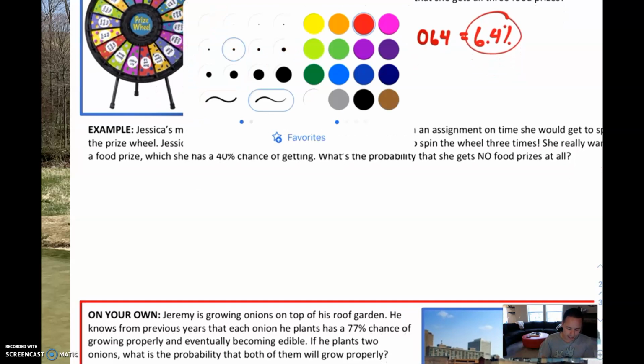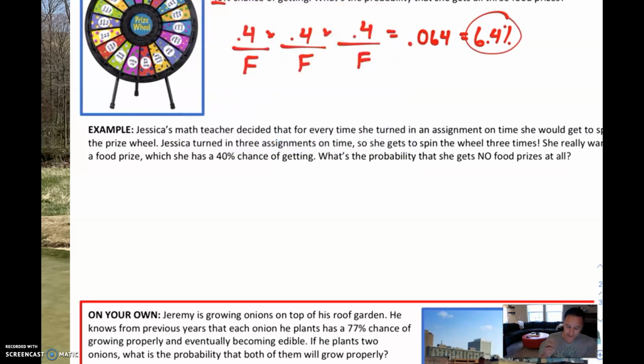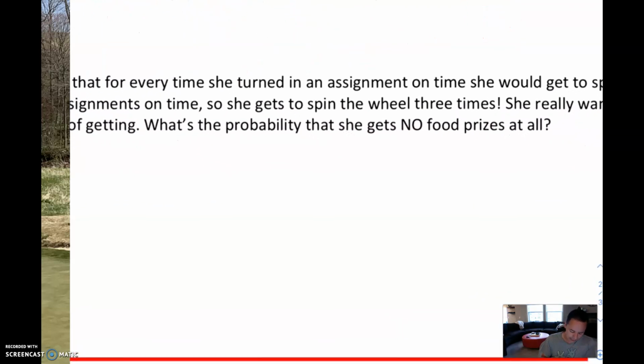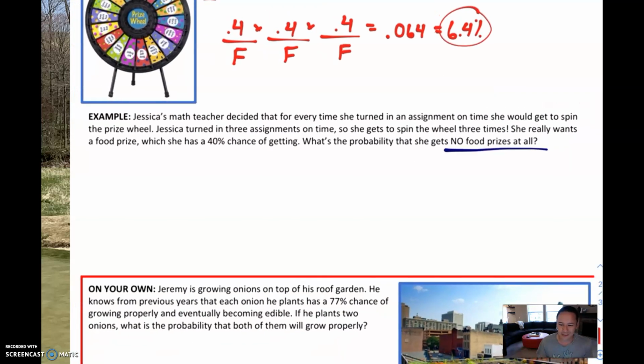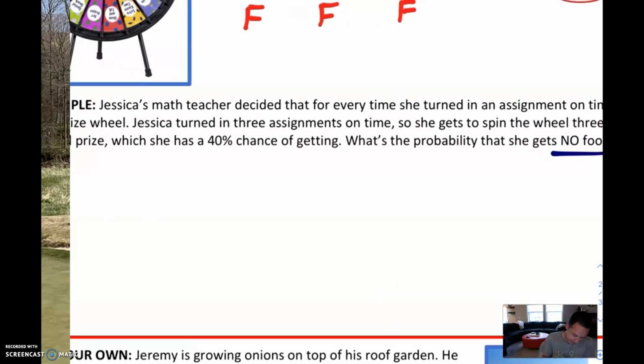This is going to be called the complement. So now she's going to spin the wheel. She wants these food prizes. And now the question's asking, what's the probability she gets no food prizes at all? She's going to be disappointed. She did all that work, turning in her assignments on time, doesn't even get a hot Cheeto to show for it. So we're going to spin the wheel 3 times.